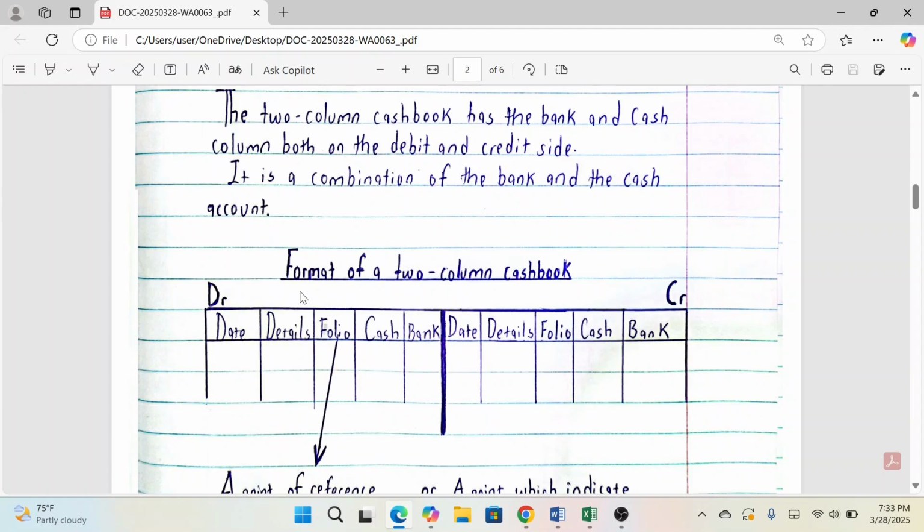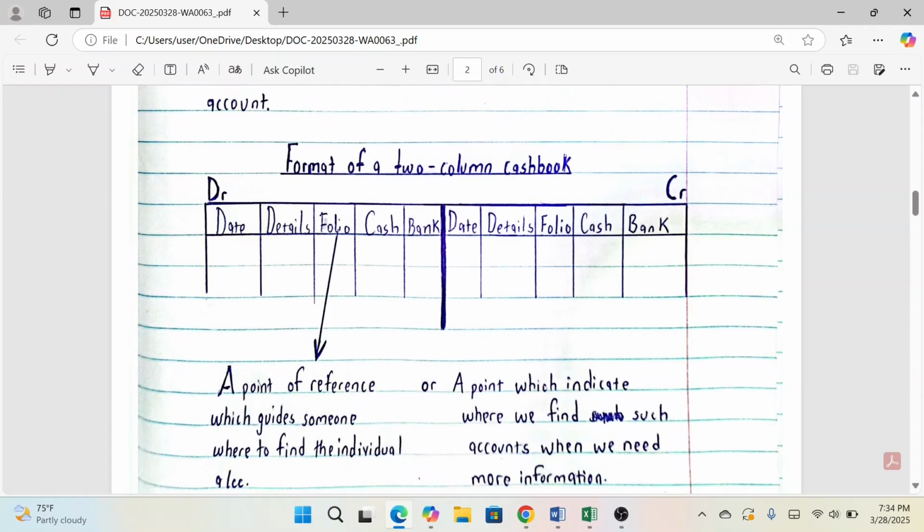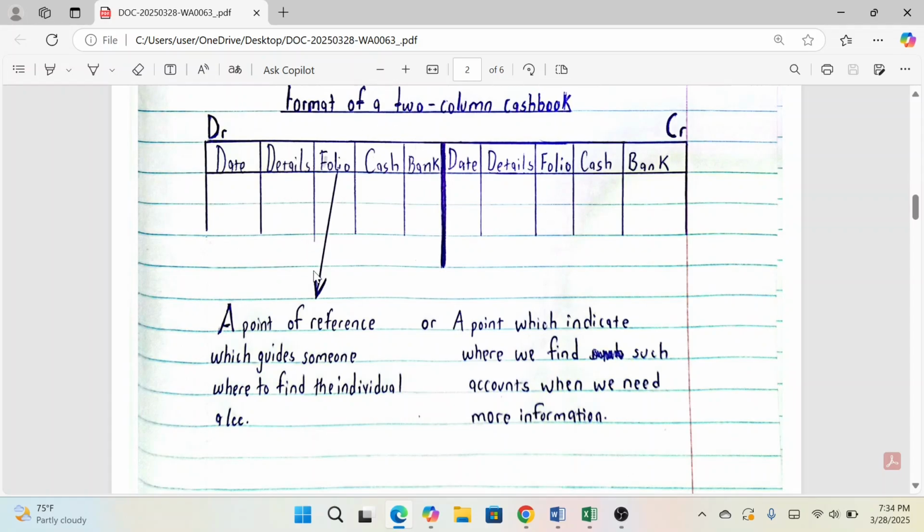You can give it a title, then it will have a debit and then a credit. Then you have your date, details, folio, cash, the combination of cash and bank, then date, details, folio, then the combination of cash and bank. So this will comprise the debit and this will have the credit. And I told you that folio is just a point of reference which guides someone where to find the individual account. You can also term it as a point which indicates where we find such accounts when we need more information about them. So that is a folio for you.